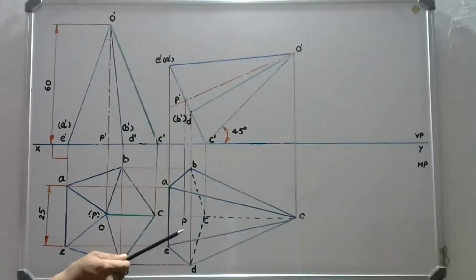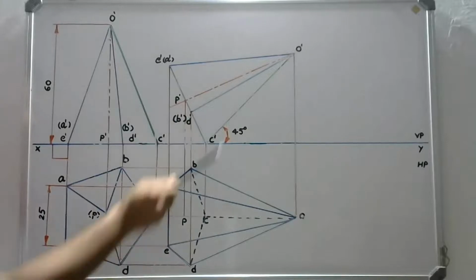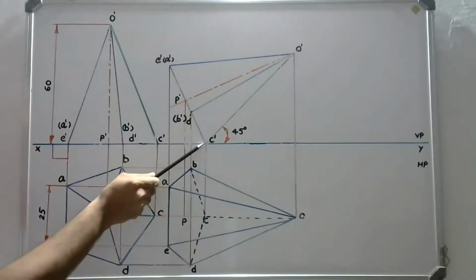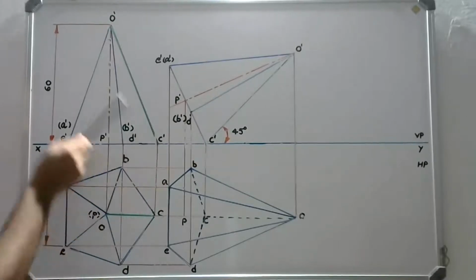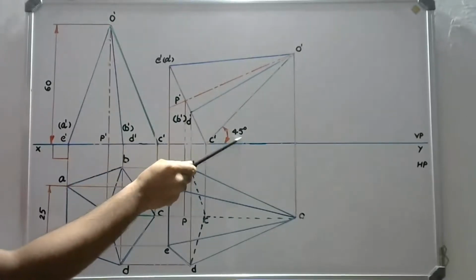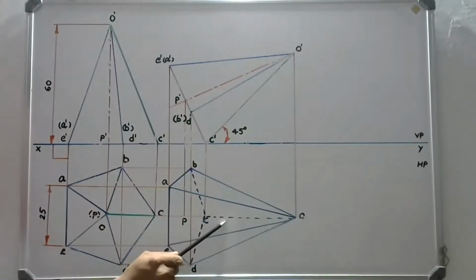This is a required top view when the slant edge connecting to the base corner which is resting on the horizontal plane is inclined to 45 degrees. This is a required base corner. This is a slant edge maintained at 45 degrees. And that slant edge CO is invisible in the top view.